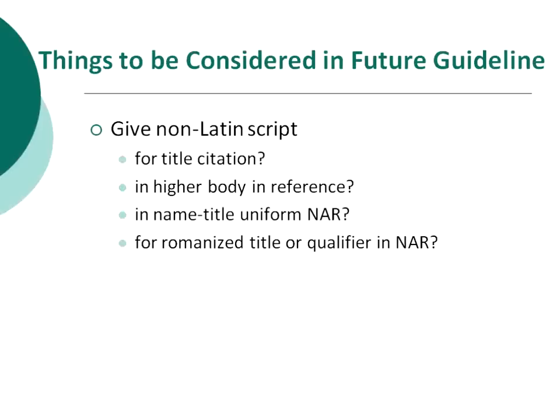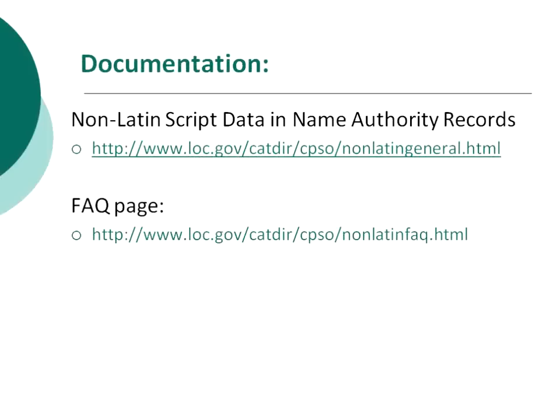What about the Romanized title, which sometimes you see in the C subfield in the 100 in some of the records, or even the qualifiers in the name authority records? So these questions are not answered, and we hope we will see some of the solutions in the upcoming guidelines.